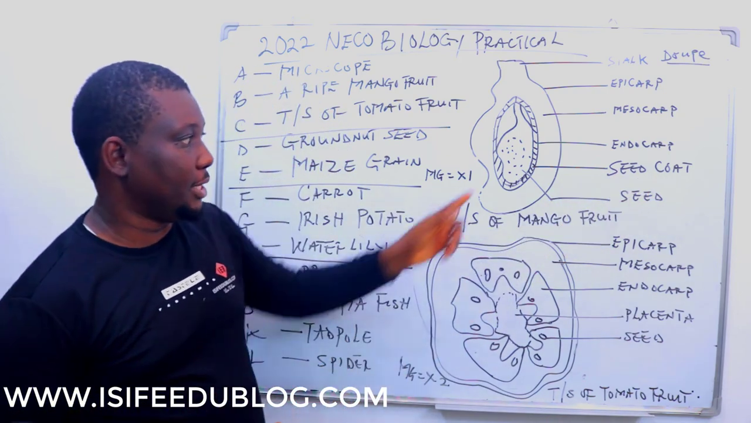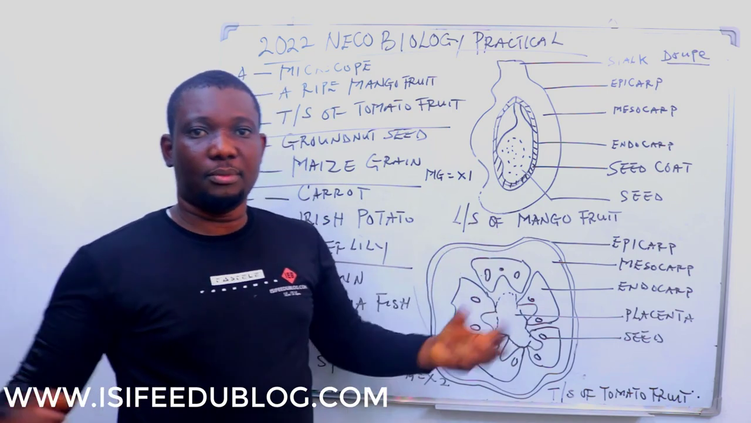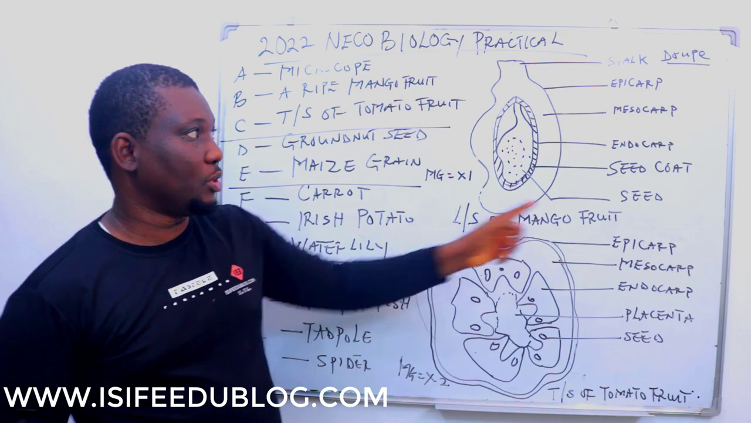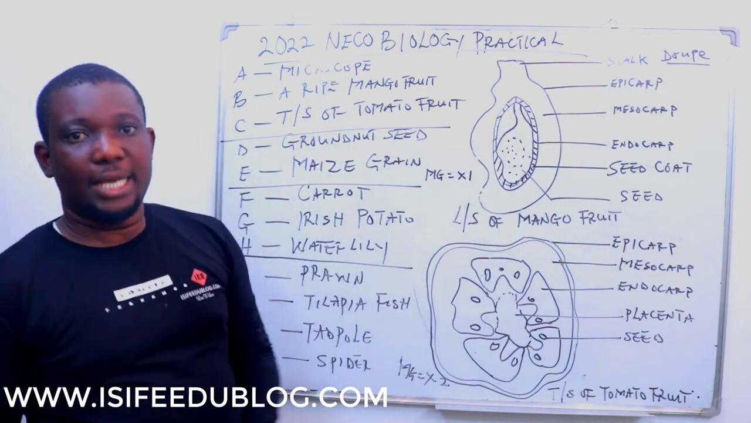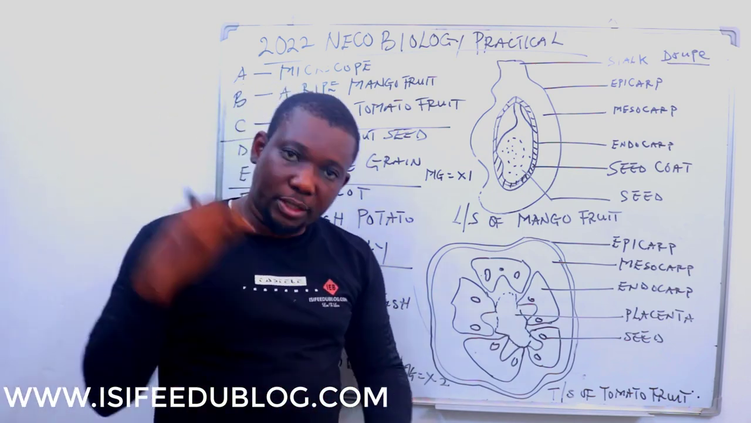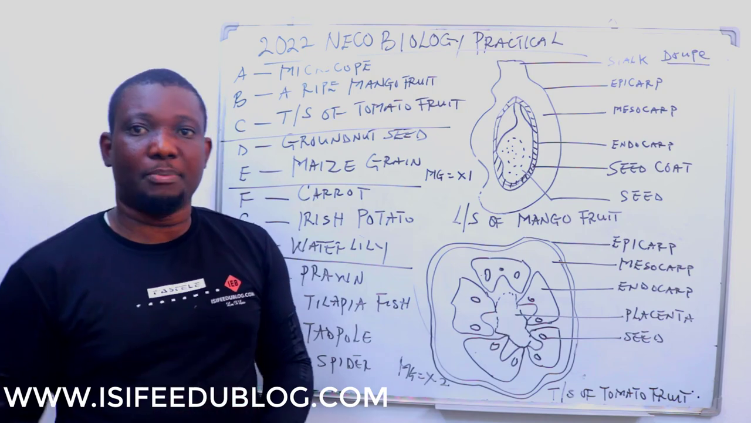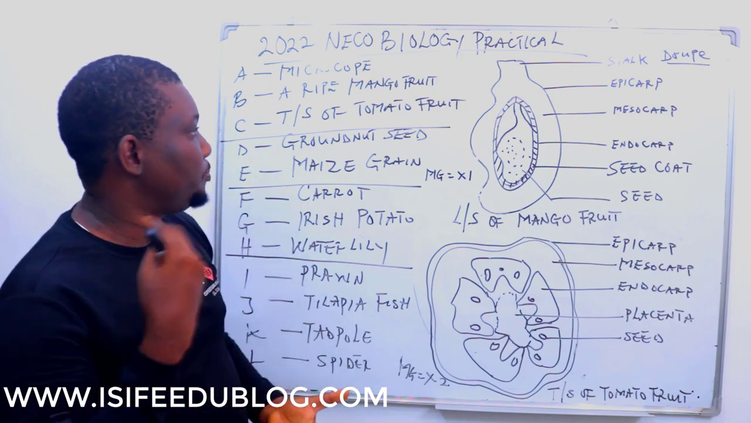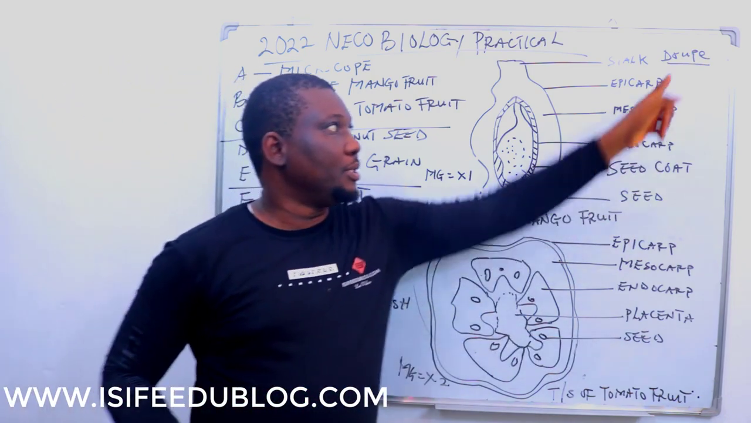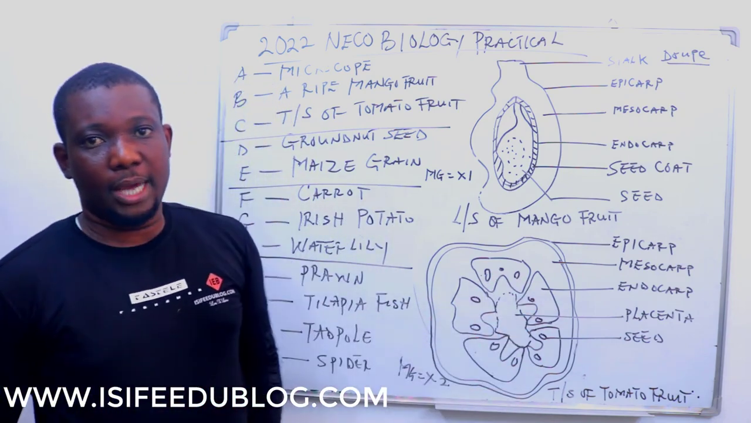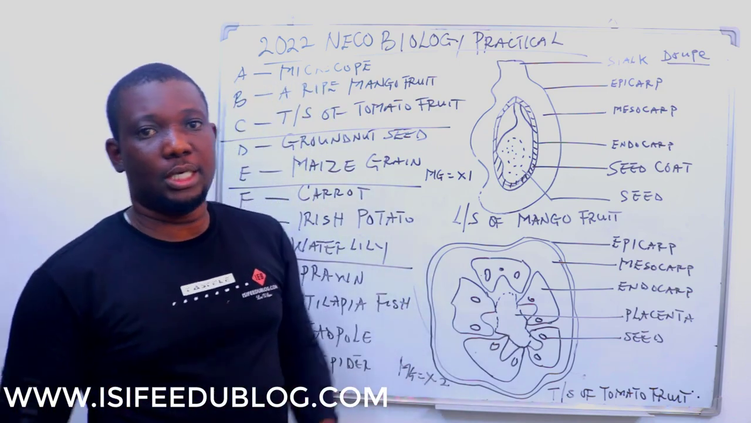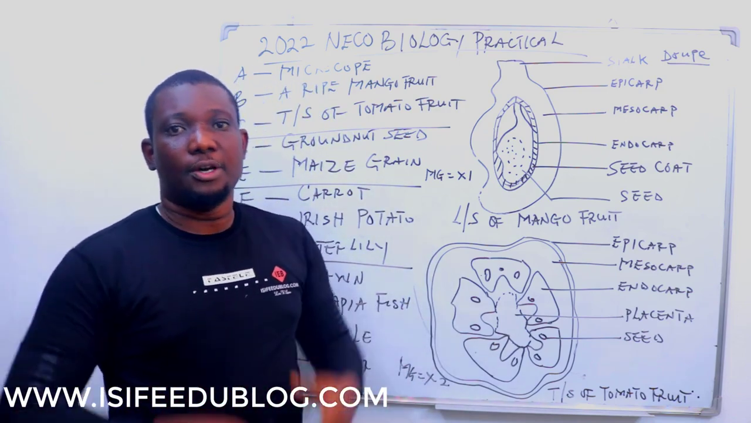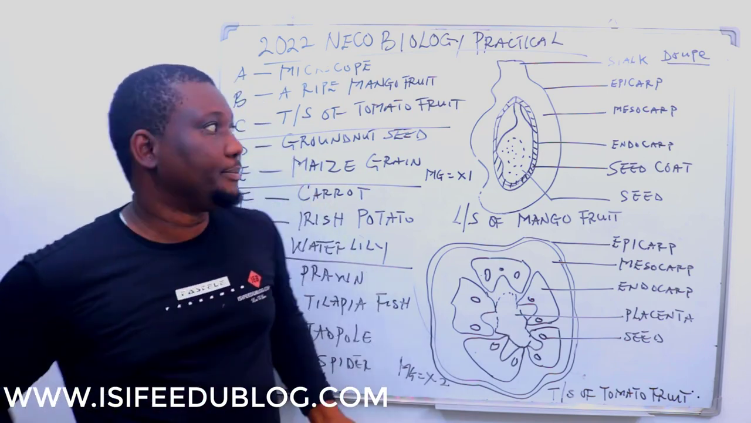How many seeds are you seeing here? Just one seed in a mango fruit. Just one seed. So that is what makes this fruit a drupe. Definitely, the examiner is going to ask a question on this. What fruit type is the mango fruit? Or what is the fruit type in specimen C? The fruit type is drupe. You can give the reason why it is a drupe. The reason is simply that the seed is fibrous, or the seed is just one.